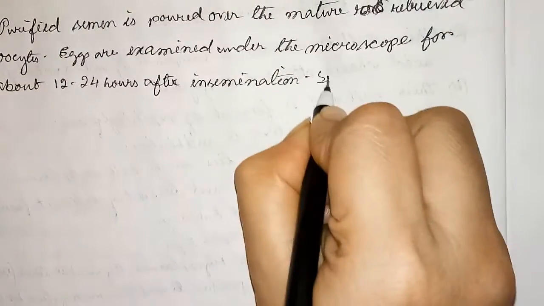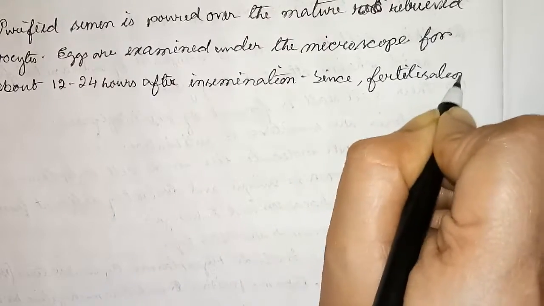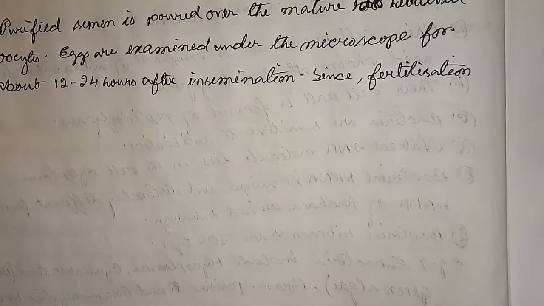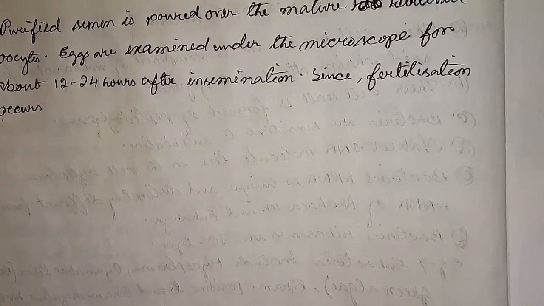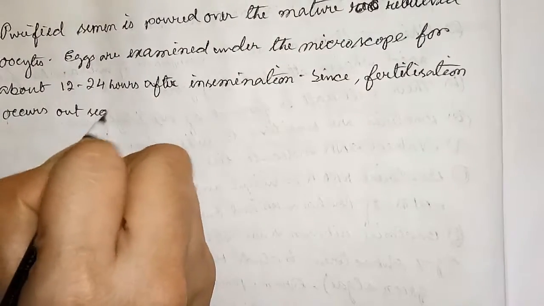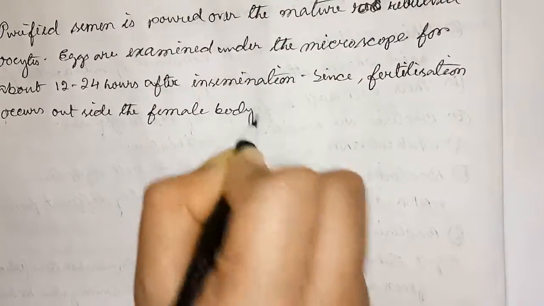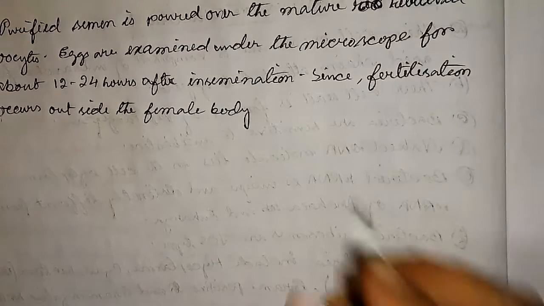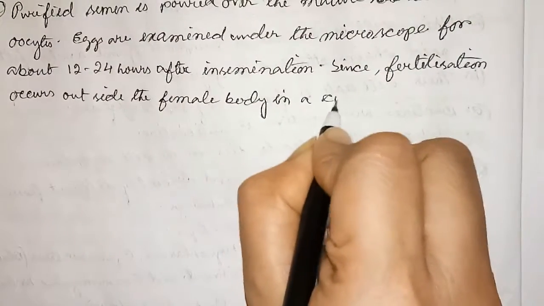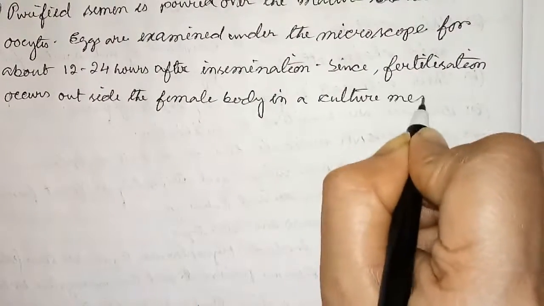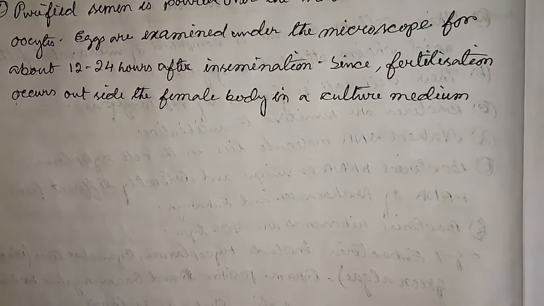Since fertilization occurs outside the female body, in a culture medium, it is called in vitro fertilization.